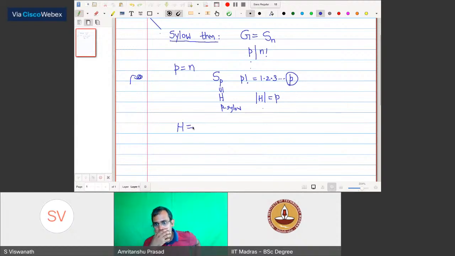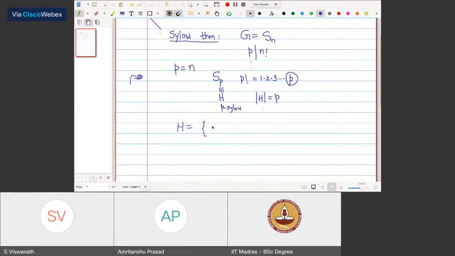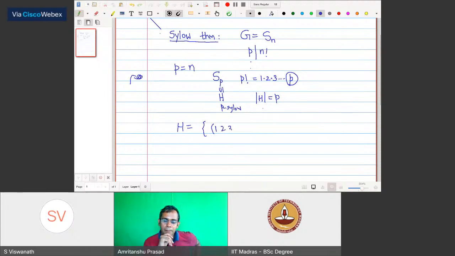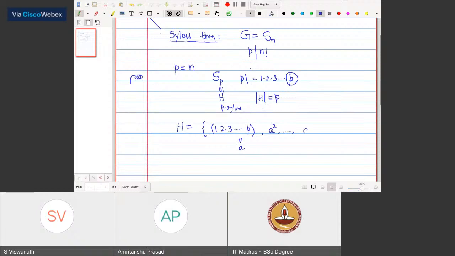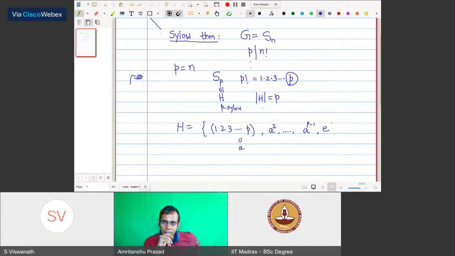So here's an example of such an H. You just pick any element of order p. In this case, you can just take a p-cycle, which is an element of order p. Let's take the cycle 1, 2, 3 till p. If you call this the element A, then you can just take all the powers of A. That's a cyclic group generated by A, where A to the p is, of course, the identity element of this group. So here's a Sylow p-subgroup, the cyclic group generated by the p-cycle 1, 2, 3 till p.